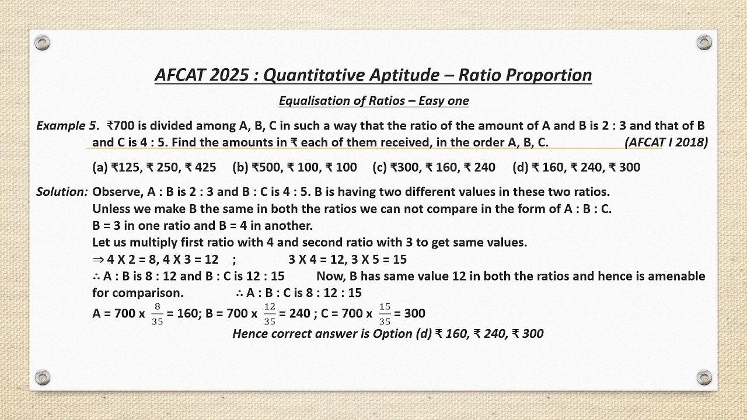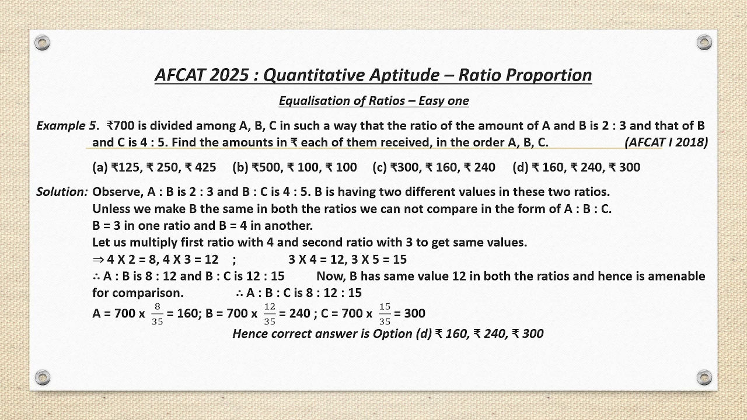Now observe 3 and 4. Numbers 3 and 4, they are co-prime to each other. So to get the same number in both the ratios, what we have to do is multiply them. So 3 into 4. So the first, A is to B, we have to multiply by 4, and B is to C, we have to multiply by 3. Okay.